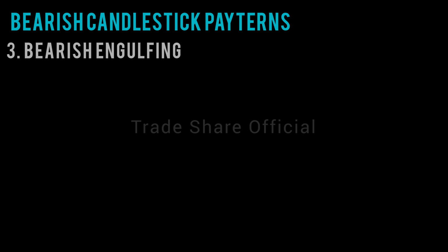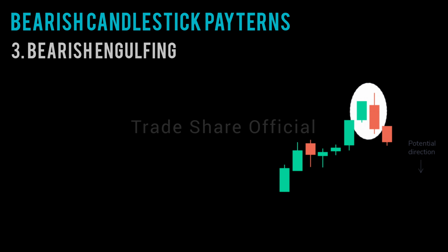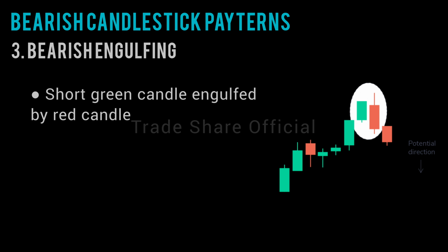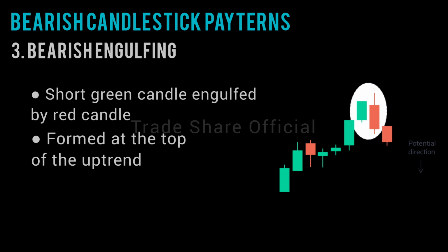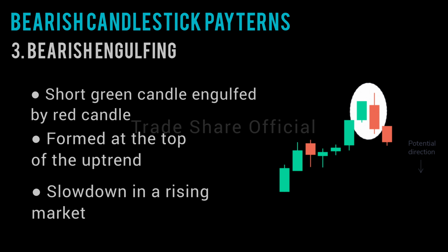Number 3. Bearish engulfing pattern. This is a pattern of 2 candlesticks where the first candle is a short green one engulfed by a large red candle. It usually occurs at the top of an upward trend. It indicates a slowdown in the rising market and an upcoming downtrend.